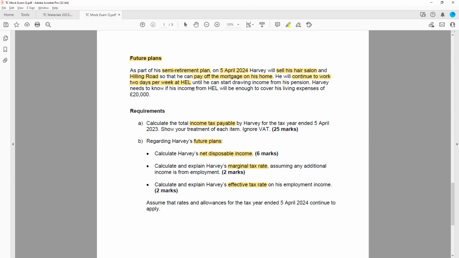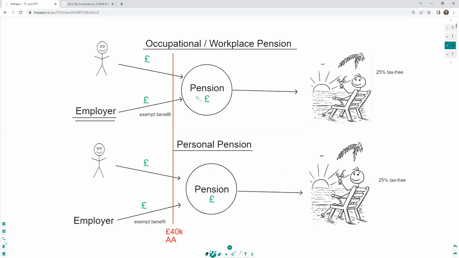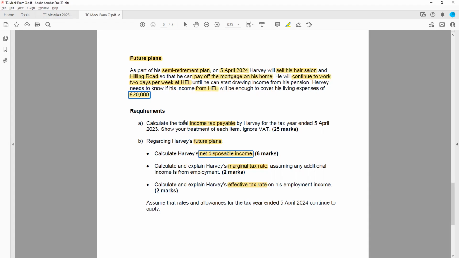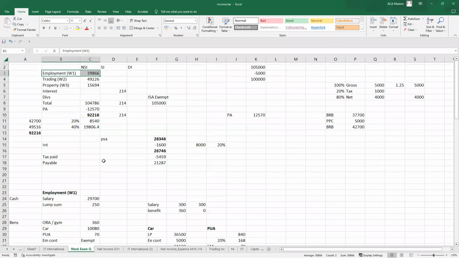So Harvey needs to know if his income from HEL, his employment, will be enough to cover his living expenses of 20,000. That's why he wants to know what his net disposable income would be. He knows he's got expenses of 20,000. Is it going to be enough? His only type of income is now going to be employment income, and he wants to know what his net disposable income would be.